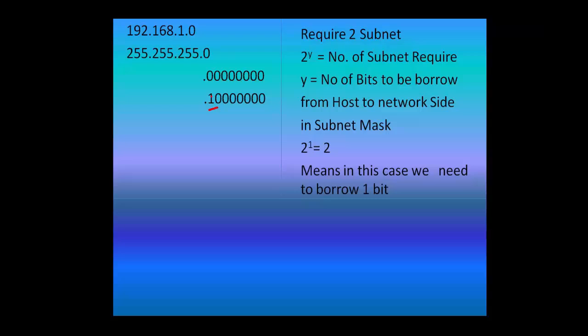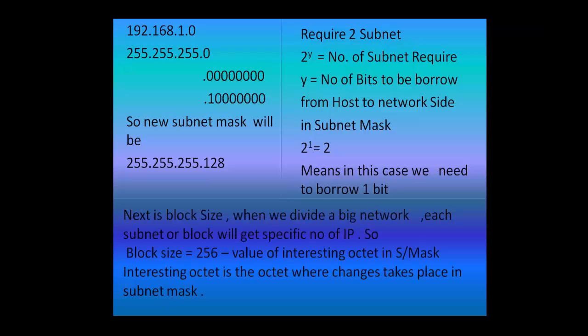Now the entire scene has changed. The IP series remains the same, but the subnet mask has changed. Converting from binary to the decimal number system, the new subnet mask that we have to assign will be 255.255.255.128. And where we make the change, in the 4th octet, is known as the interesting octet.